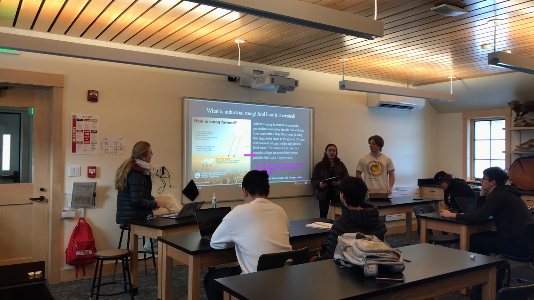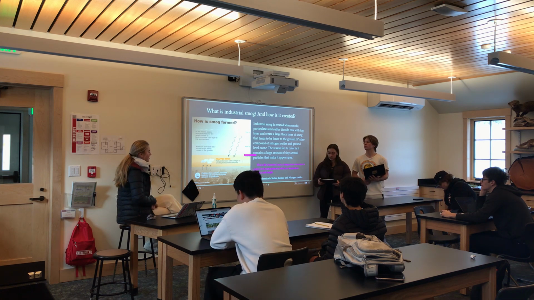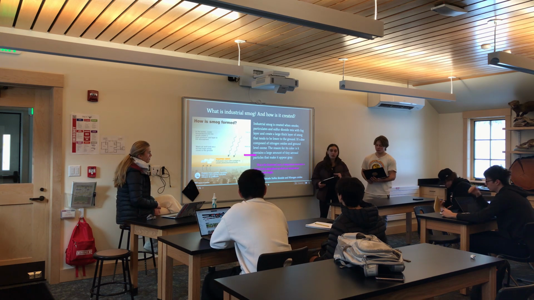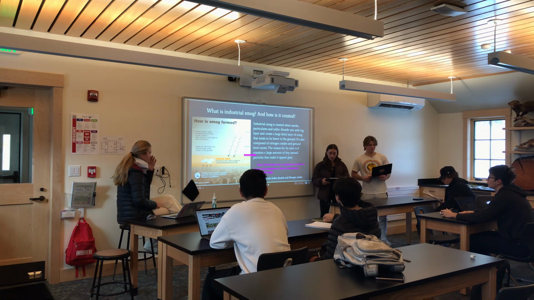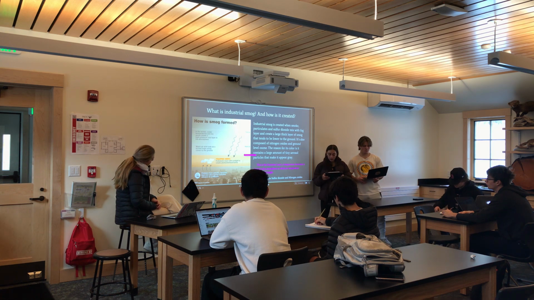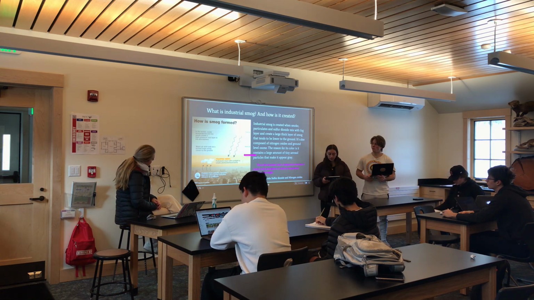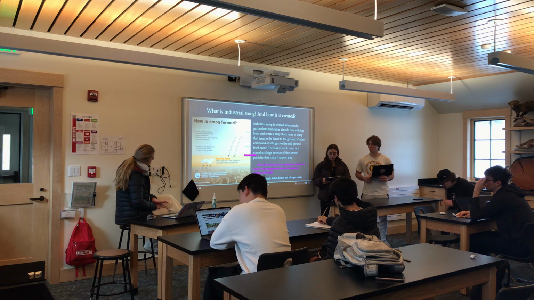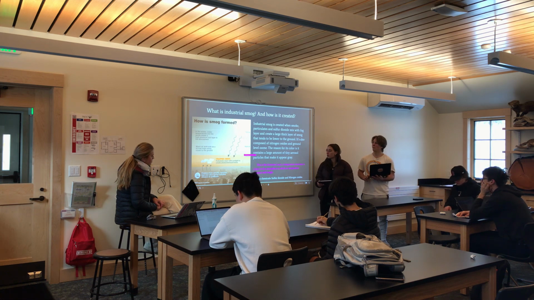What is industrial smog and how is it created? So industrial smog is created when smoke particulates mix with sulfur dioxide and create this fog layer. It tends to be lower to the ground. It's also composed of nitrogen oxides and ground level ozone. And the reason for its color is it contains a large amount of tiny aerosol particles that make it appear gray.